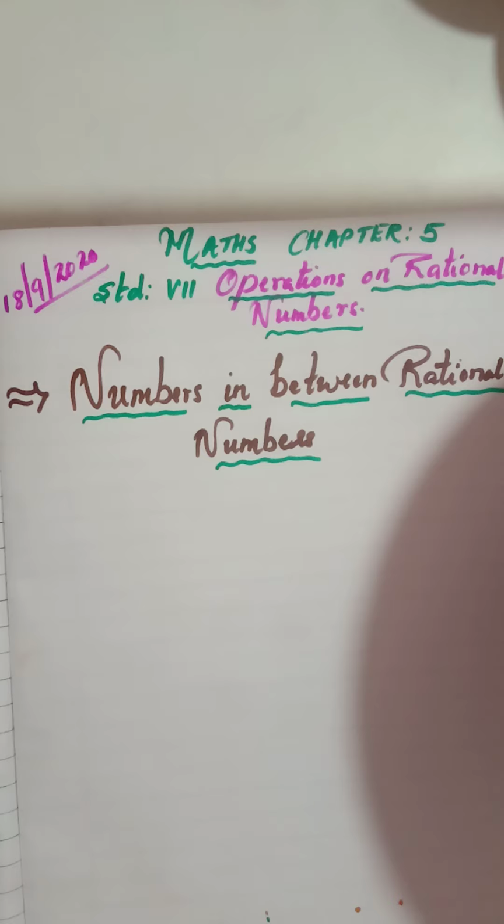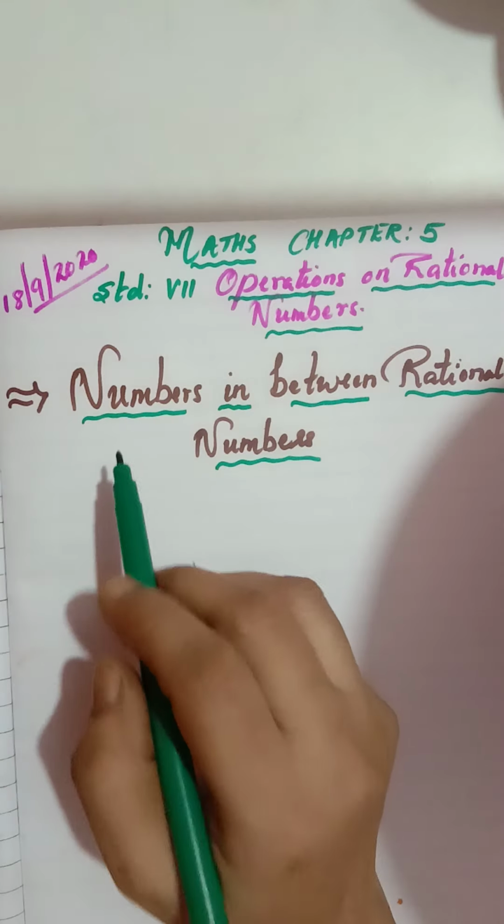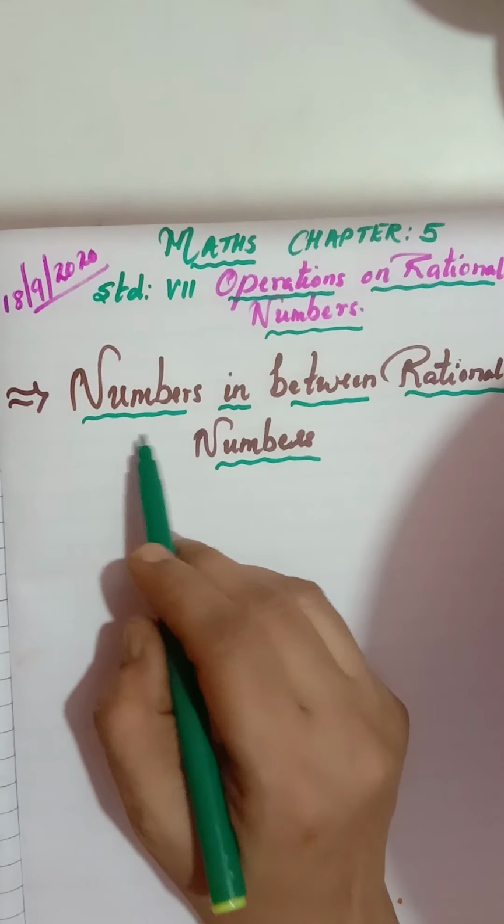Okay, we have already started with the 5th chapter, that is operation on rational numbers. We have completed up till practice set 22, and in today's lecture what we are going to learn is about numbers in between rational numbers.